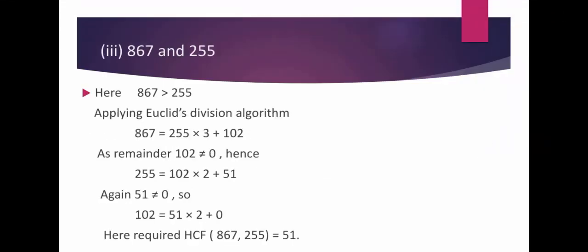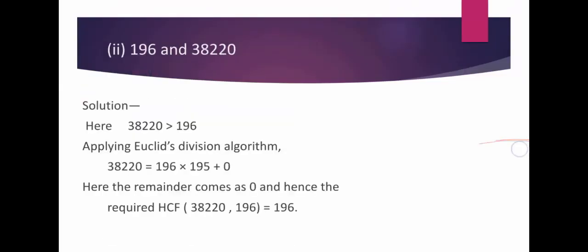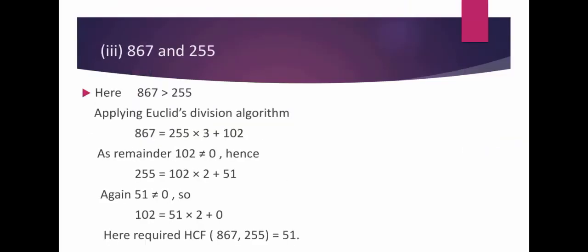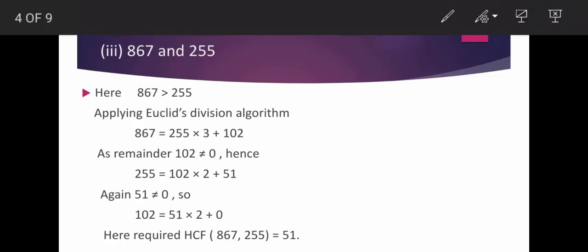So here is the third question of question number 1. Here we find two numbers, 867 and 255. In these two numbers, 867 is bigger than 255. Like the previous two questions, again we are going to proceed with Euclid's division algorithm here.